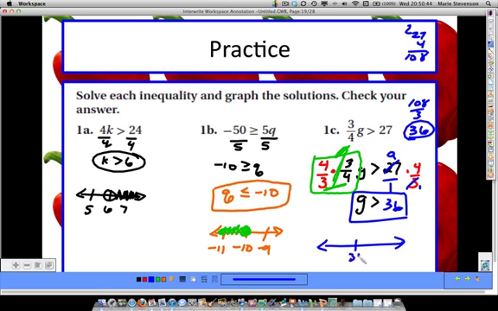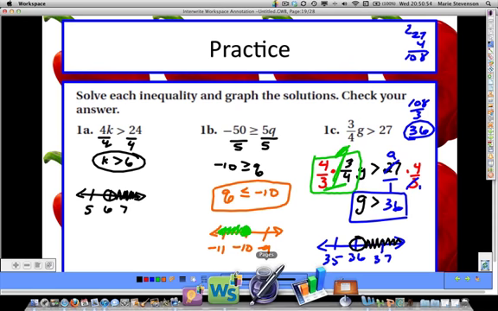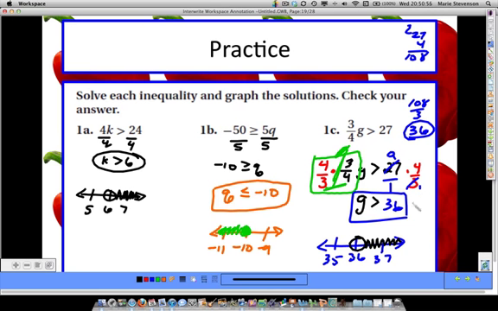So we have 36, 37, 35. And then we have a greater than, so open circle on 36 to the right. Okay? So hopefully you got yours right. If you didn't, hopefully you can see the mistake you made.